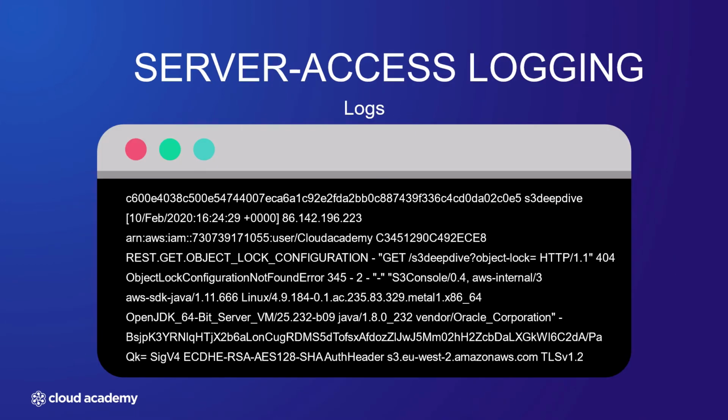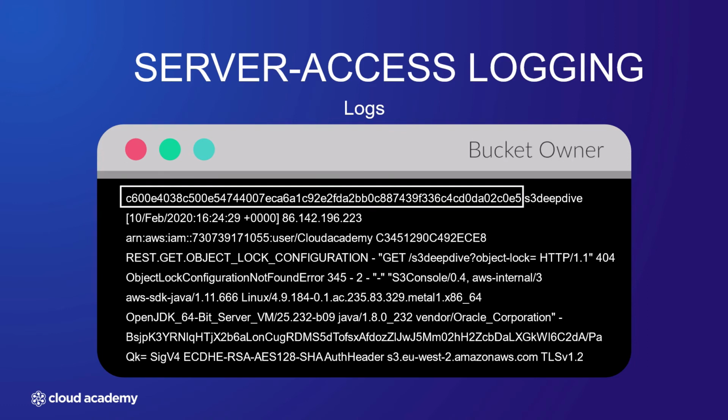Let me now take a look at the contents of one of these log files to understand the information that they contain. This is an example of a single entry in one of the logs, which is separated by space delimited fields. Let me break this down into each section so you can see how it's constructed and what each element represents. Firstly, the bucket owner, and this represents the canonical user ID of the owner of the source bucket. The canonical user ID is used for cross-account access via bucket policies.